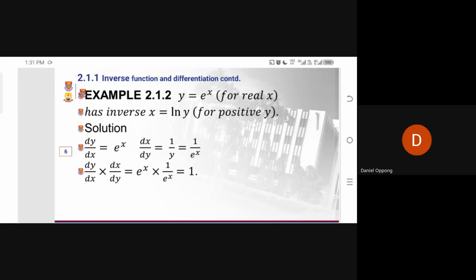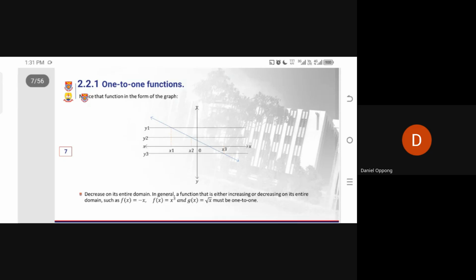1 over y. That's 1 over e to the power x. Okay, so when you multiply both derivatives, what are we going to get? It's going to be 1. All right, so is it clear? This is very simple. Yes, ma'am. All right. So we've come back to the graph again.